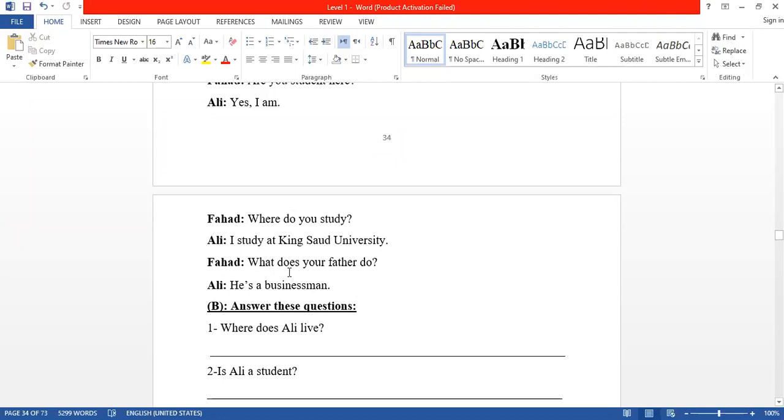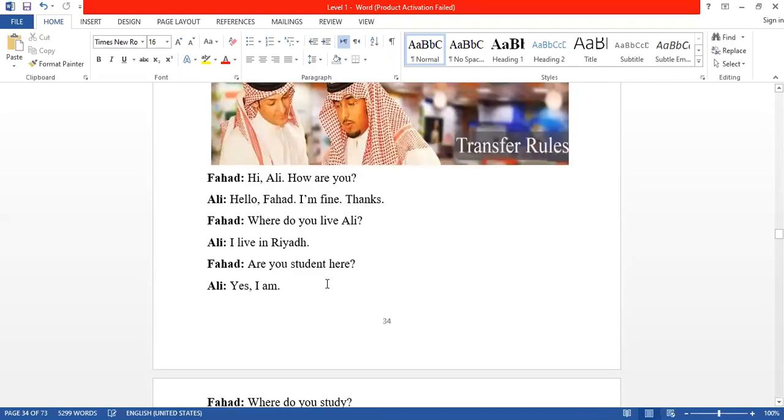Fahad: What does your father do? He asked him about his father's job. He said to him, he is a businessman. I'm going to read it again.